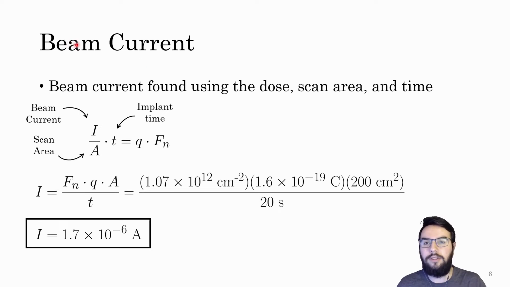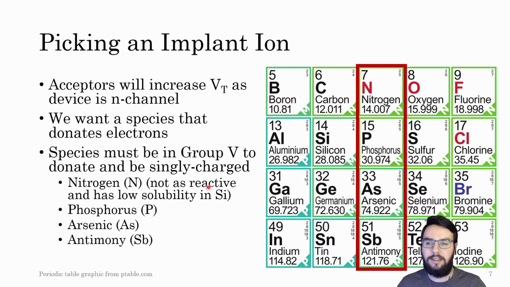Now we can easily find the current by using the number that we found previously, and we can sub in the scanned area as well as the implant time that we desire, to find that the beam current has to be 1.7 microamps. This current is in amplitude because we still don't know exactly what species we're going to be using. So we can go into that in this slide.